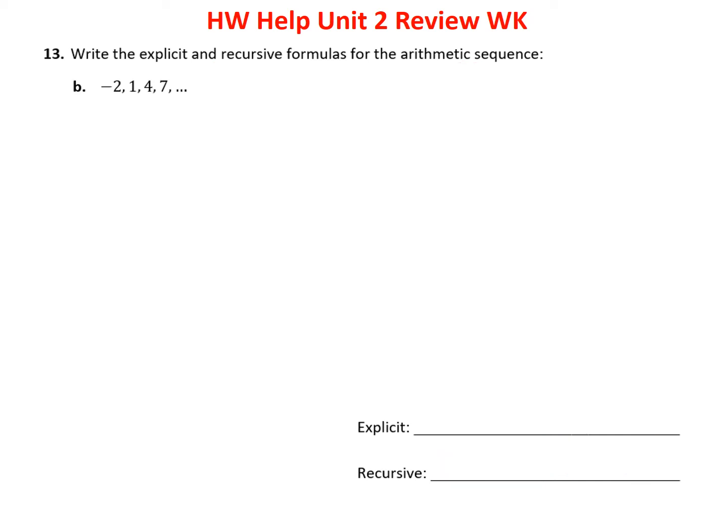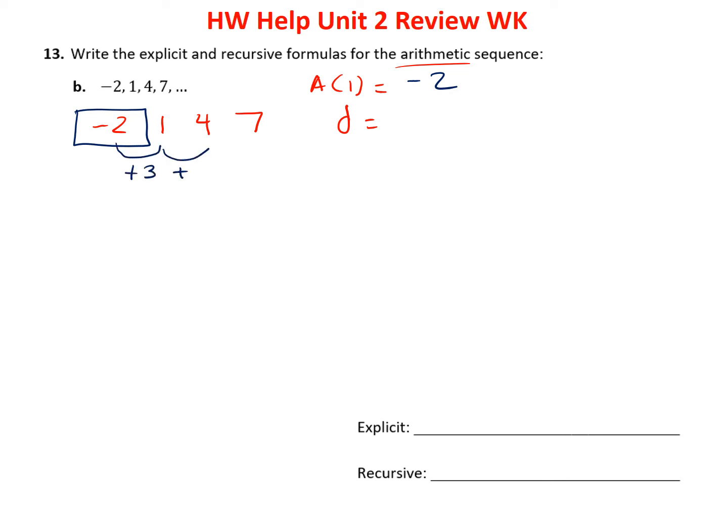Now for 13b, we'll repeat the process we did for 13a. I'm going to write this out so it's a little bigger to see: negative 2, 1, 4, 7. The things we need to know is, first of all, what's the first term. We look here and we see that our first term is negative 2. The second thing we need to do is find the common difference, because it's an arithmetic sequence. To go from negative 2 to 1, I add 3. From 1 to 4, I add 3. And from 4 to 7, I add 3. So d is 3.